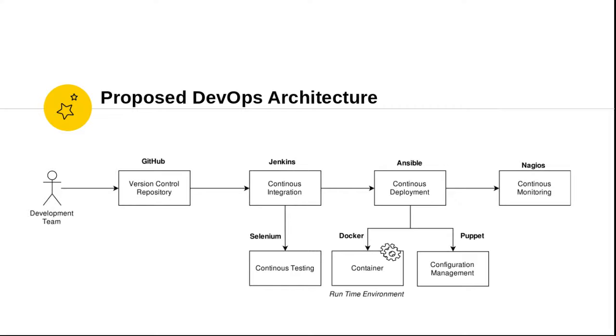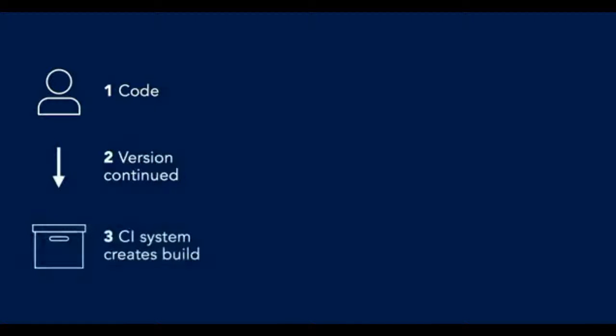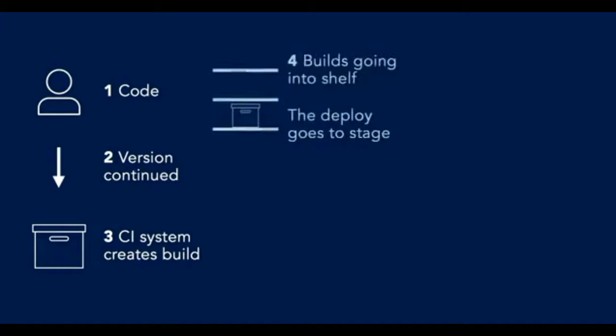Now I'll discuss the architecture of DevOps that we have implemented in our capstone project. In the basic workflow, the code is pushed into a GitHub repository, which is a version control repository. After that, the CI server creates a build of the newly pushed code in the GitHub repository. And once the build is done, it is kept in the shelf, and the deployment is decided from this stage onwards. Compilation and various kinds of basic testing are performed in this stage.